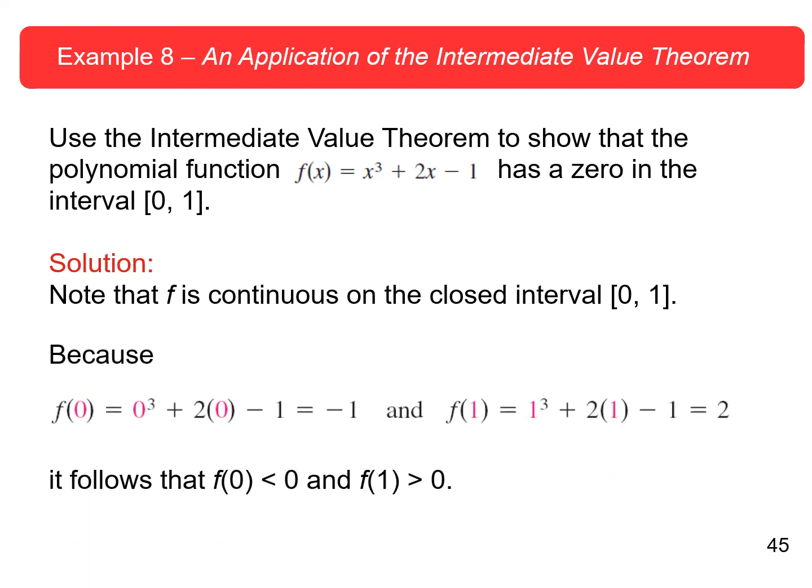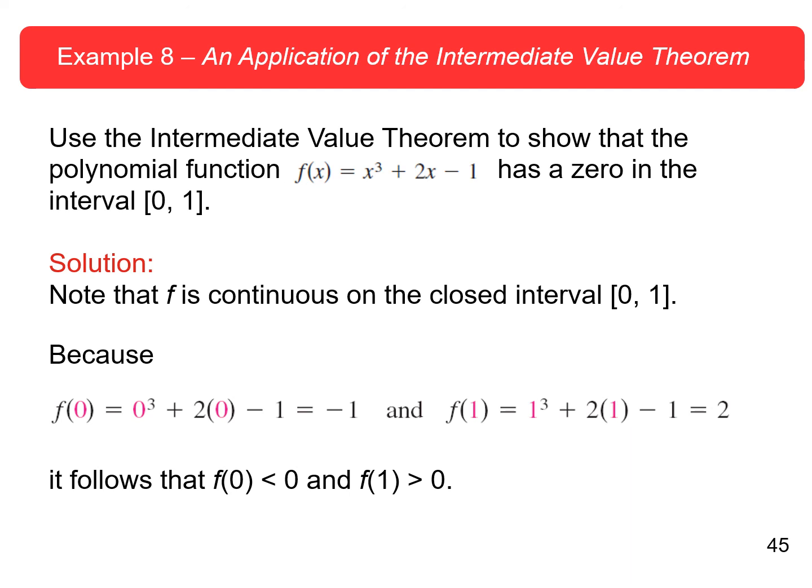Then we evaluate this function on the endpoints of the closed interval. f at 0 is equal to -1, just replacing x by 0. Also, f of 1: replacing x by 1, we have 1 cubed plus 2 times 1 minus 1, and that is equal to 2.